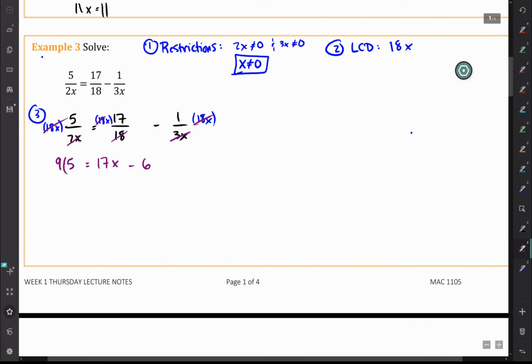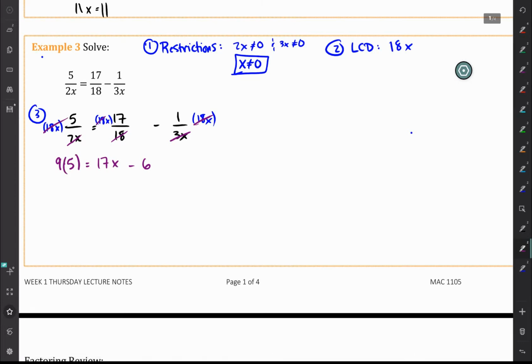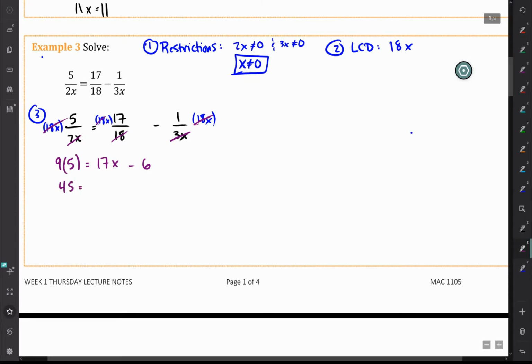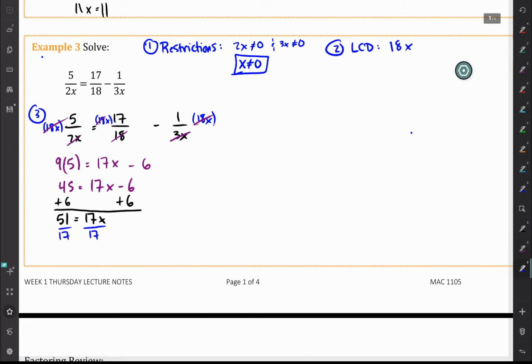So now I have 9 times 5, which should be 45, equals 17x minus 6, and I should add 6 to both sides. So I'll get 51 equals 17x. And now if you divide both sides by 17, you get x is equal to 51 over 17, which is 3.